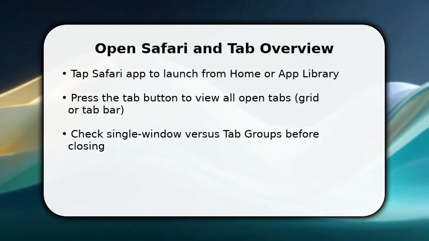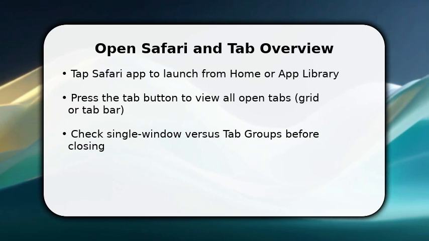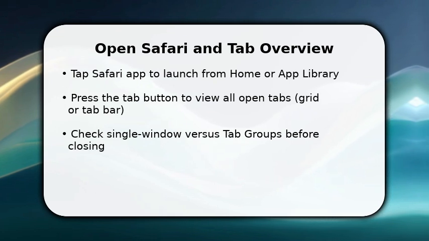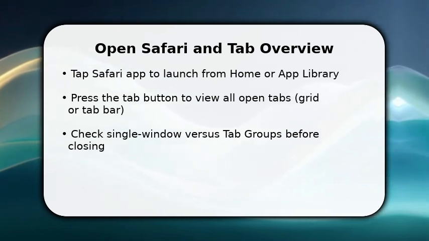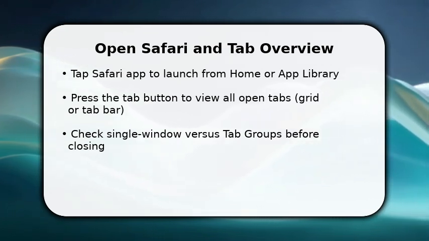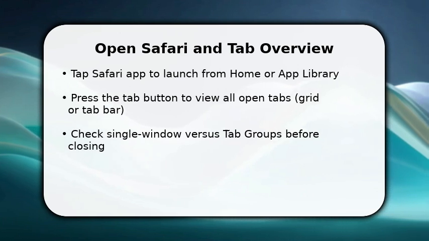You start by opening Safari and going straight to the tab overview so you can see what you're closing and why. Tap the tab's icon at the bottom or top depending on your layout. This reveals grid or compact tab views. Make sure you note whether you're in a tab group, because closing a tab there affects only that group.